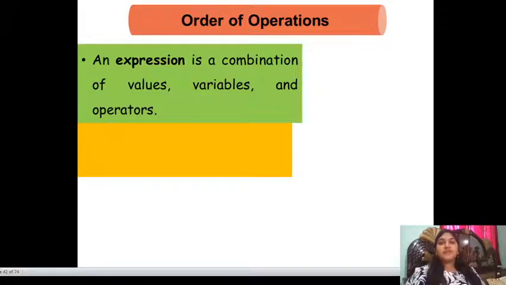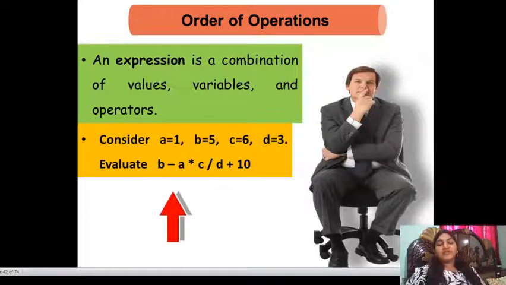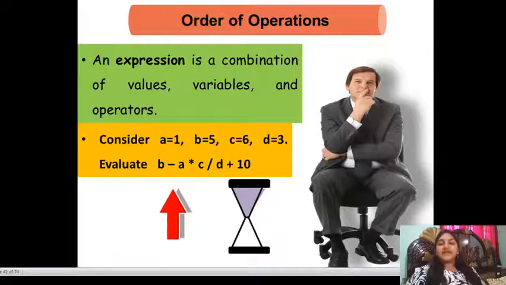An expression consists of operators and operands. So it is a combination of values, variables and operators. For example, consider A is equal to 1, B is equal to 5, C is equal to 6, D is equal to 3. So we have to evaluate B minus A star C divided by D plus 10. This is the normal operation which we perform, evaluated with all these values A, B, C, D.